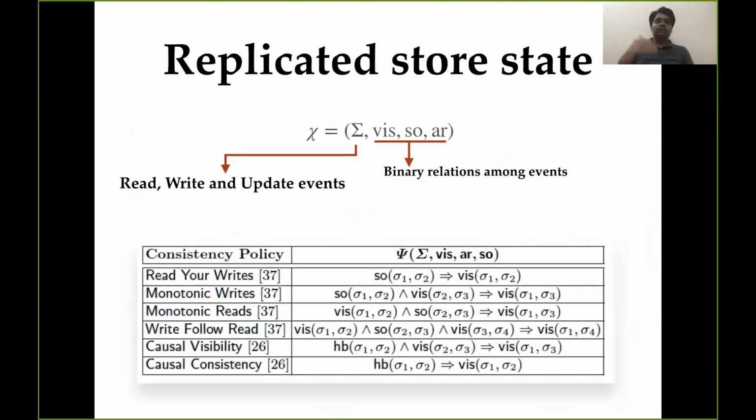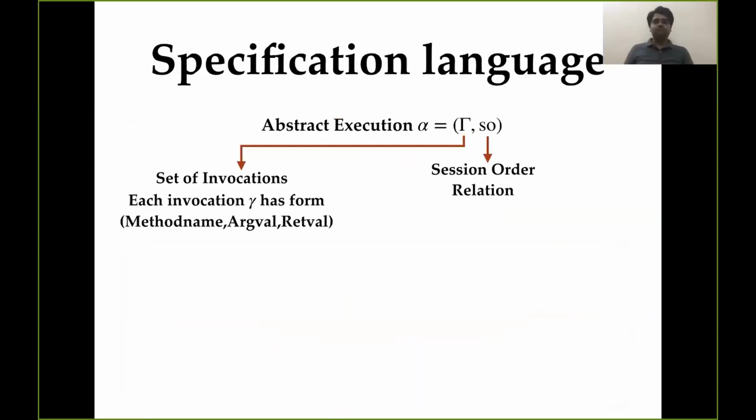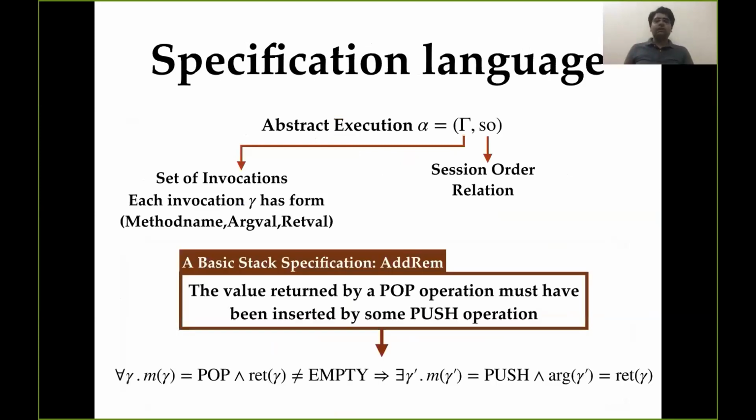As stated earlier, our replicated store is maintained as a collection of events along with binary relations among these events. Different consistency policies can now be specified by placing constraints on these binary relations. Our abstract execution consists of the set of finished invocations and a session order relation. And any specification can be expressed as a constraint on this abstract execution.